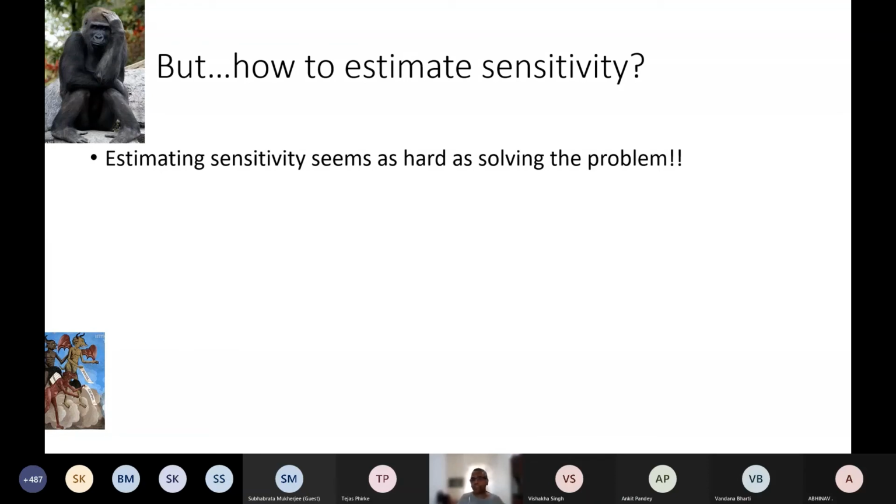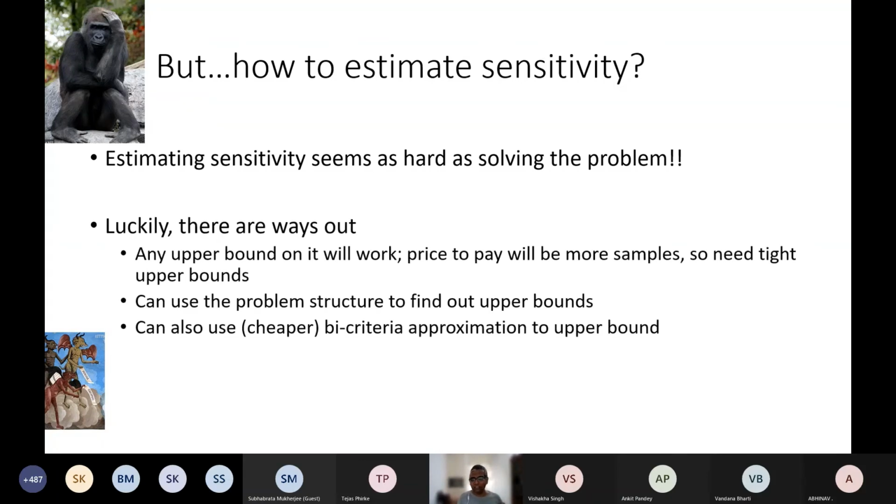How do you estimate the sensitivity? How do I know that one of you is good in dancing, one of you is good in programming? Who is good in dancing, who is good in programming? So that's what this gorilla says. So there are lucky ways, there are easy ways of finding it out. Again, the intuition is something similar.